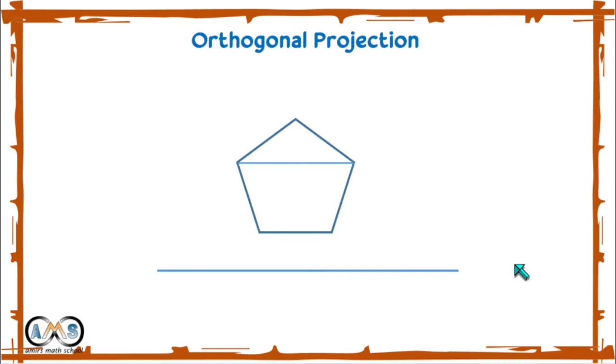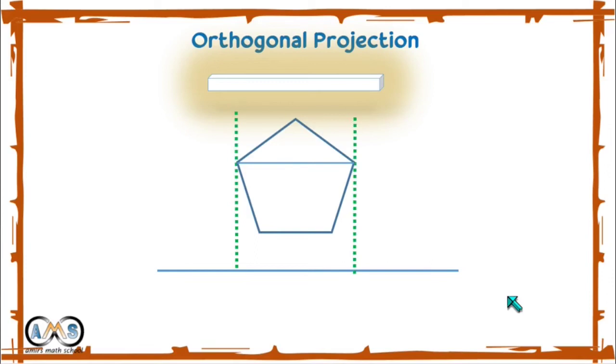Finally, this pentagon, this one is the length between two vertices. In this case also the orthogonal projection will be just a length which is equal to this one.